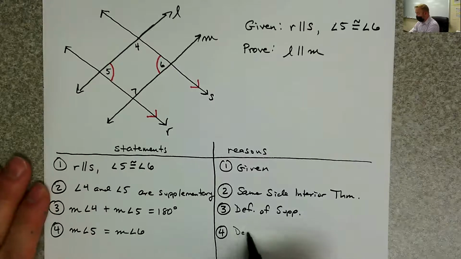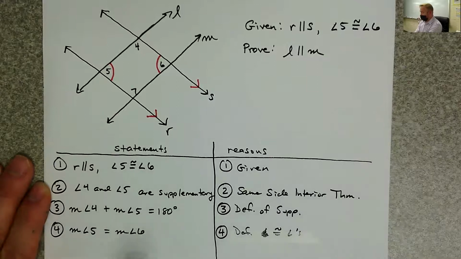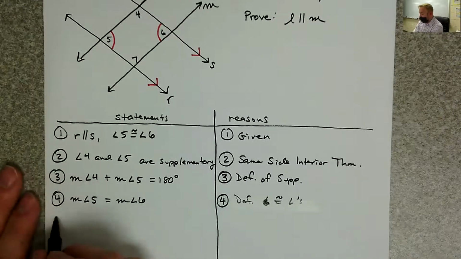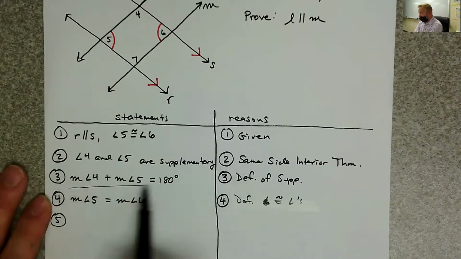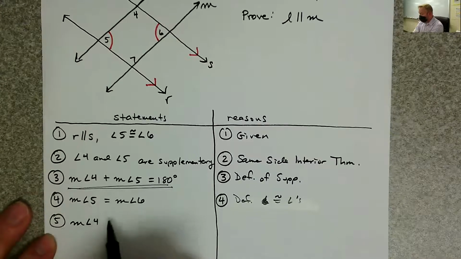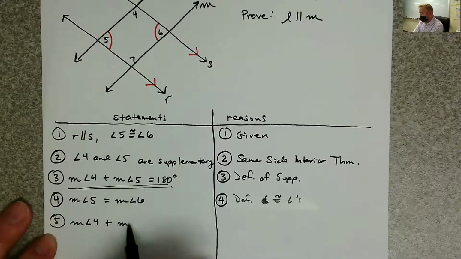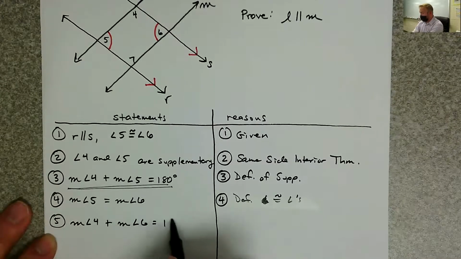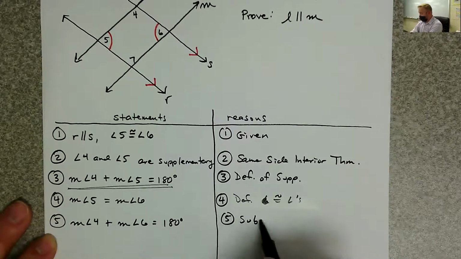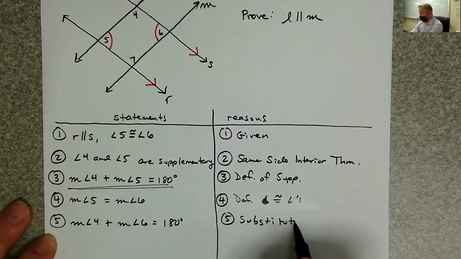So that's just definition of congruent angles. Whoops, that's the wrong symbol. Congruent angles. Okay, we knew 5 and 6 were congruent. Their measures are equal. That's definition of congruent angles. Now I'm going to go back to this equation, and instead of measure of angle 5, I'm going to throw in measure of angle 6. And that is my substitution property.